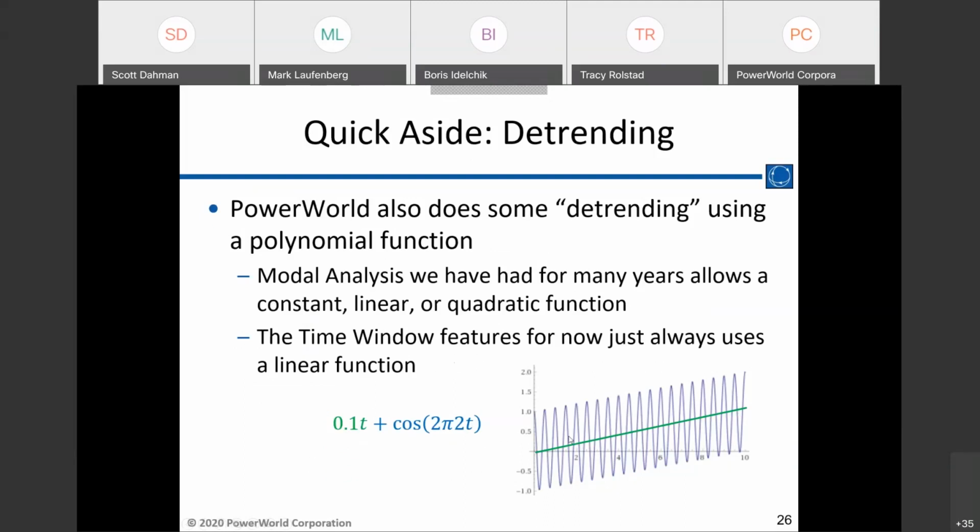So PowerWorld's modal analysis tool, which we've had for many years in Simulator, what I'm covering today just uses that tool but packages it in a way that's useful for transient stability. So the modal analysis tool allows you to have a trend that is either a constant, a linear, or a quadratic function. For the purposes of what I've done with the time windows in Simulator, we just always do linear for now. We may change that later, but our experience is that usually works good enough. So I didn't want to give you another option you have to worry about. That might change, but who knows? But the point is we also include this trending line.